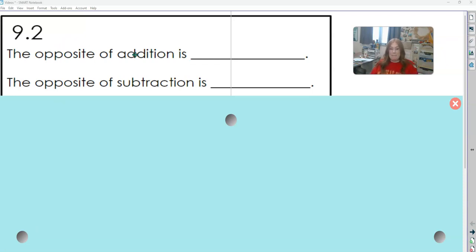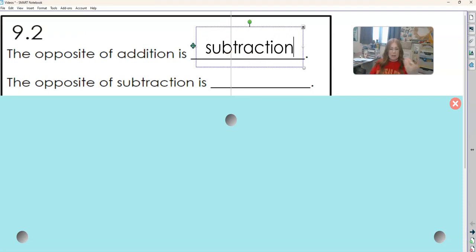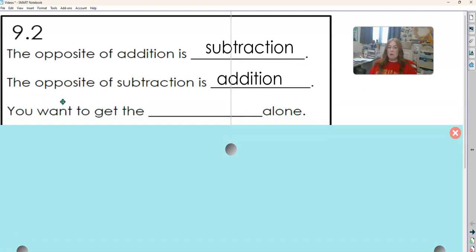So if we see an addition problem, we need to get rid of that. And the opposite of that is to use subtraction. So the opposite of add is subtract. That means if we have a subtraction problem, the opposite of that is going to be addition. So we're just using the opposites to get that variable all alone. Like I just said, the whole point of this is we're trying to solve for the variable. We want to get the variable all alone.